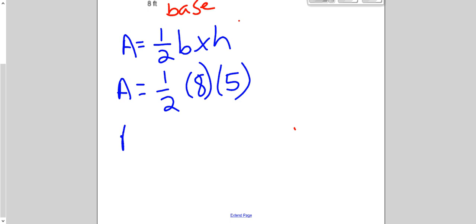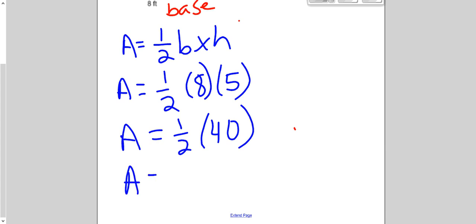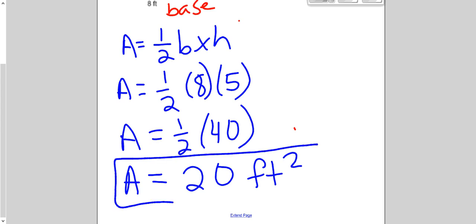And then for this one, the area is going to be 1/2. 8 times 5 is 40. So 1/2 of 40, or 40 divided by 2, is 20. So the area of this one is 20. And then we measured this one in feet. So this is 20 square feet or 20 feet squared.